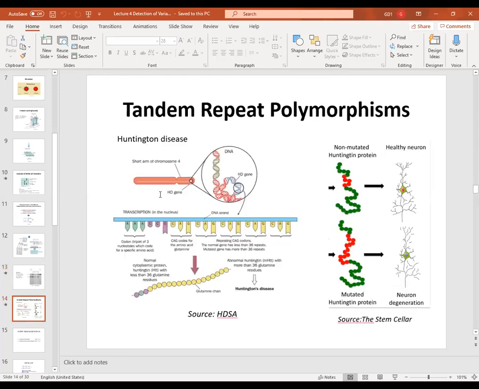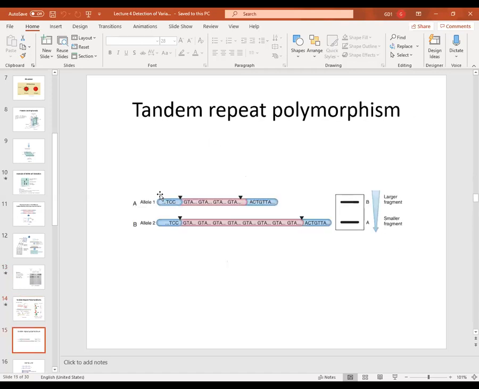Another is tandem repeat polymorphism, a method many labs are using right now. If we have time, we will go into more detail. But I believe many of you joined the molecular diagnostics class, so you have this basic knowledge very well. The principle is that allele A has 1, 2, 3, 4 copies of a very short repeat strung together, and allele B has 1, 2, 3, 4, 5, 6, 7 repeats.